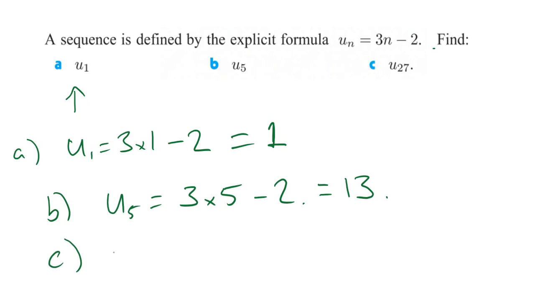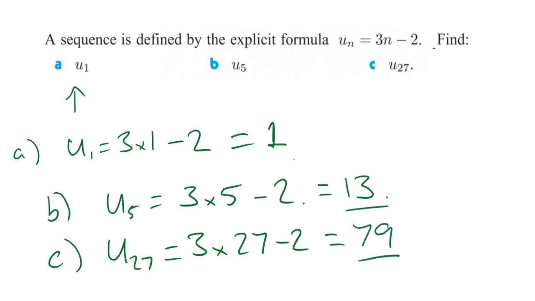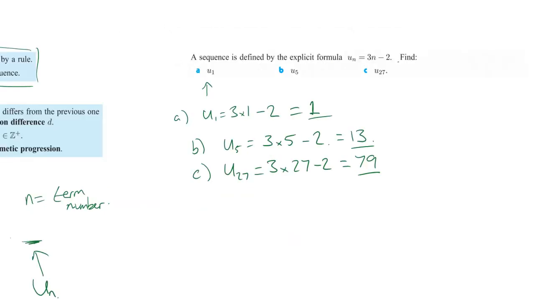If I want the 27th term, so for part C, U27, I'm going to need to do 3 multiplied by 27 minus 2. Well, 3 times 27 is 81, minus 2 is 79. So there are our solutions. Hopefully, you're getting a good idea of how this is working.